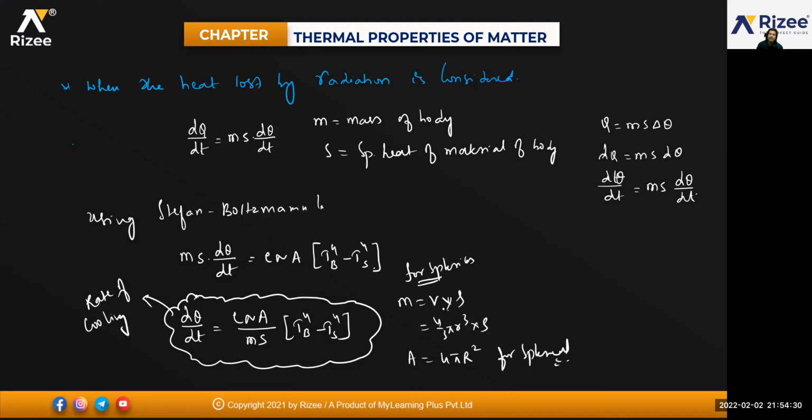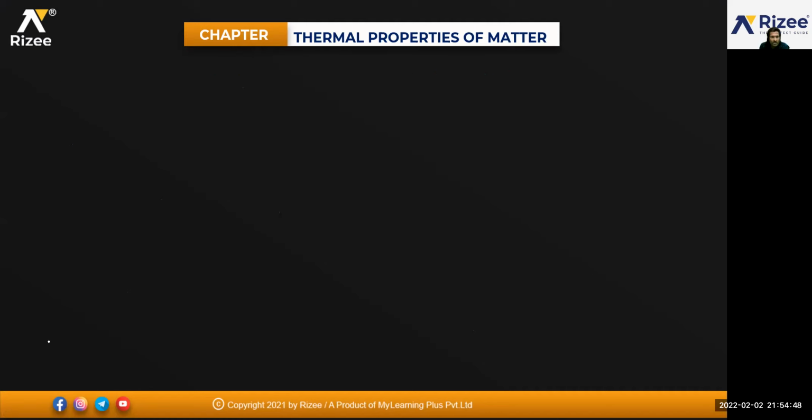So for spherical bodies, if mass is not given, mass is equal to volume into density. Volume is 4 by 3 pi r cube into rho. That means mass will be directly proportional to the cube of the radius, and area will be directly proportional to the square of the radius of that body. So you can use these relations and try to simplify the problems. And some important points in this one right now. D theta by dt is inversely proportional to mass.